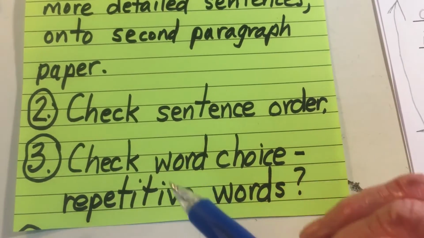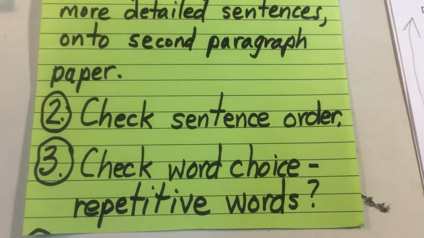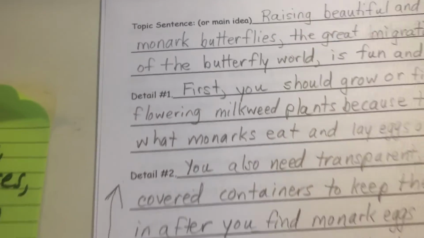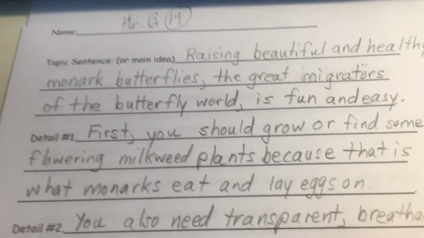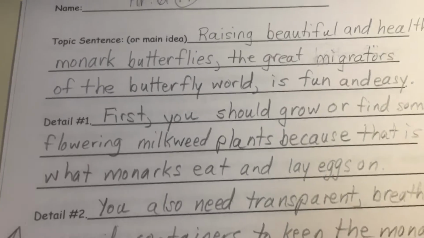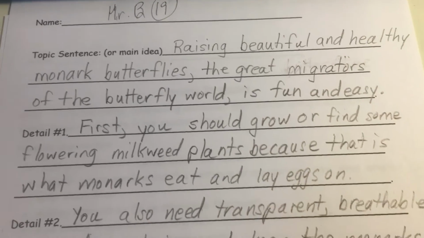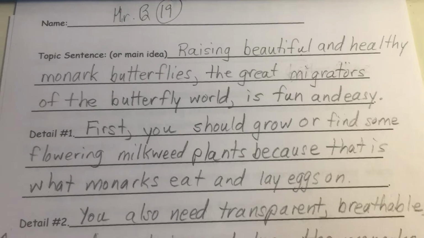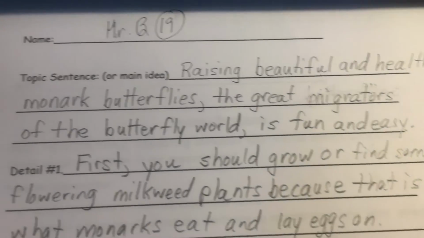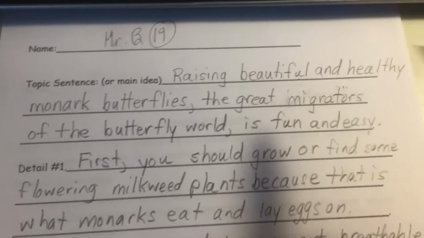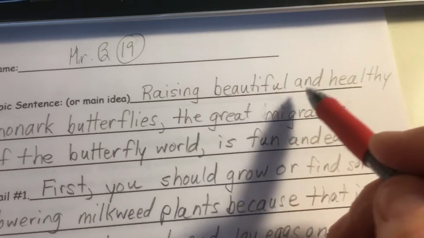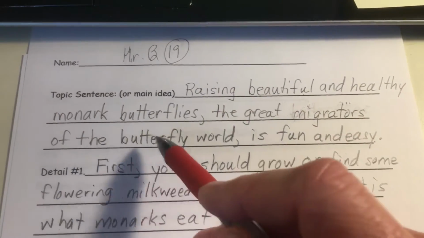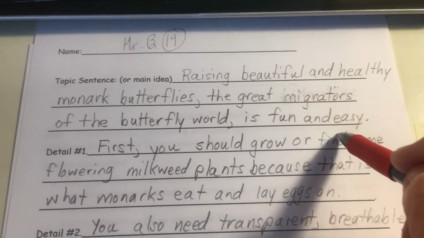Then check your word choice. And what that means is, especially what you want to avoid when you're writing your sentences, is using the same word over and over. Usually, you don't want to use the same word more than once in a sentence. So we're going to go back and see, are there any places where we're using the same word too many times? So let's see. Raising beautiful and healthy monarch butterflies, comma, the great migrators of the butterfly world, comma, is fun and easy. Look at that.